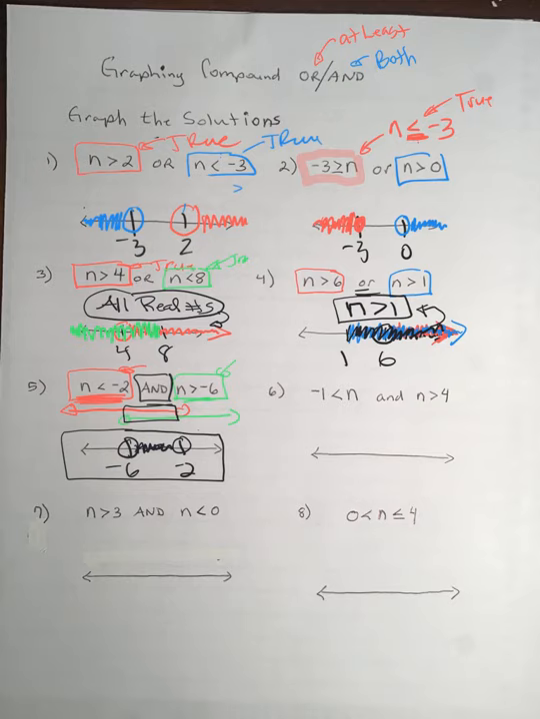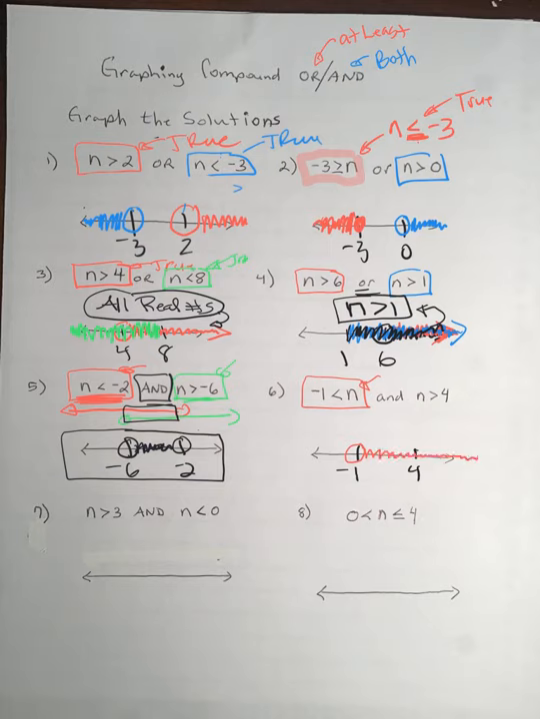So let's try number 6. So we've got negative 1 and 4, and I'm going to make a big gap between them. So we want all the numbers that are greater than, because remember this is written backwards, so all the numbers that are greater than negative 1 would be from here forever and ever.